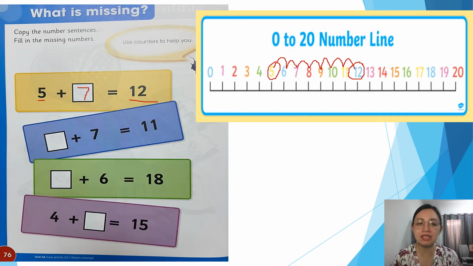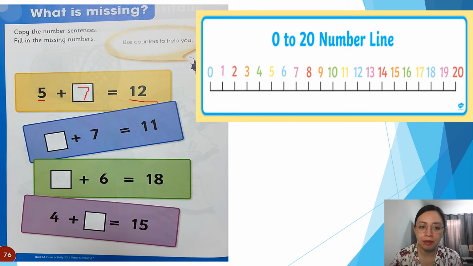Did you get it, kids? So to get the missing number, we have to subtract the small number from the bigger number. So let's do again together the second number sentence, and I will ask you to do the third and the fourth. Okay? So let's continue.